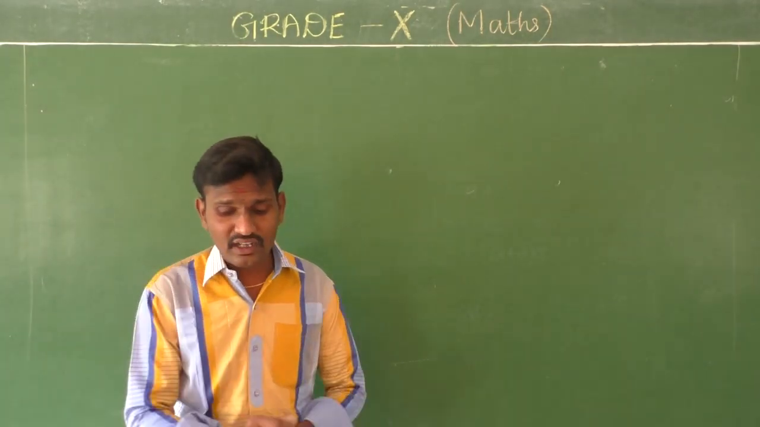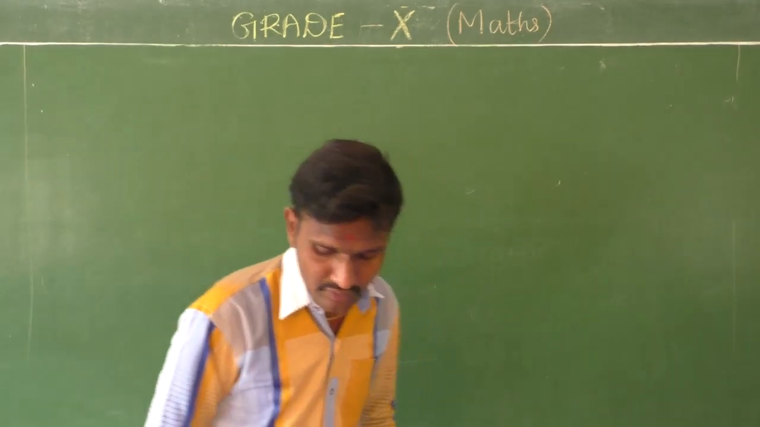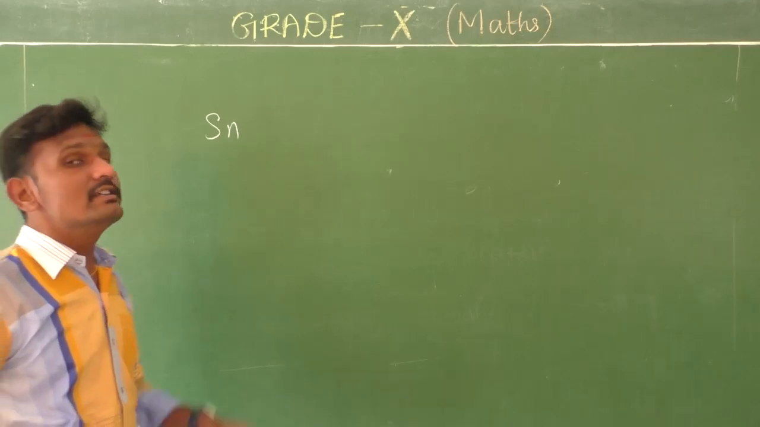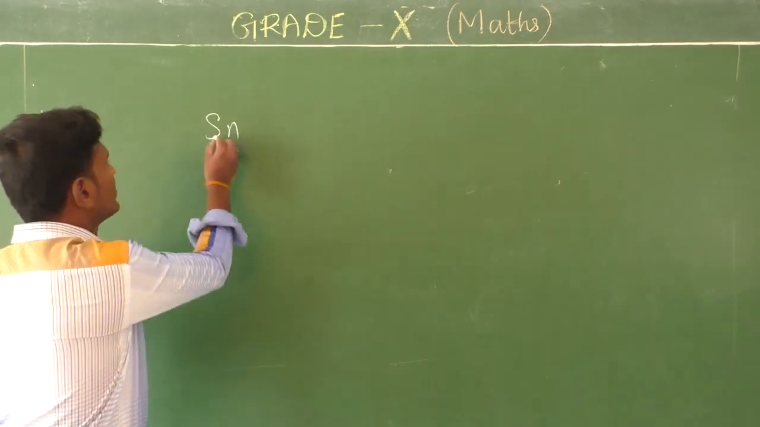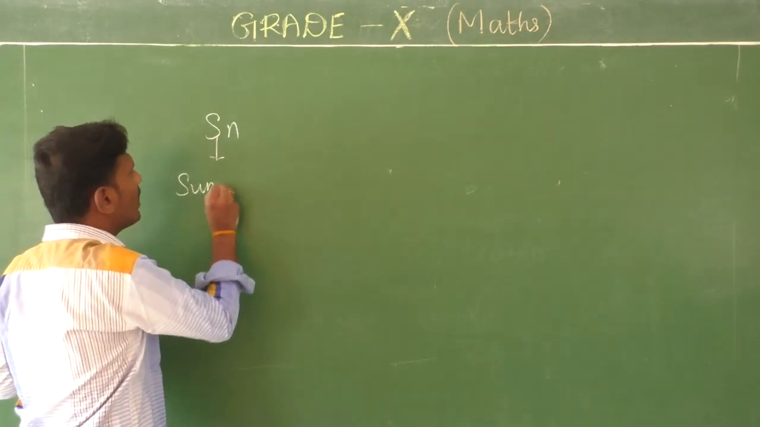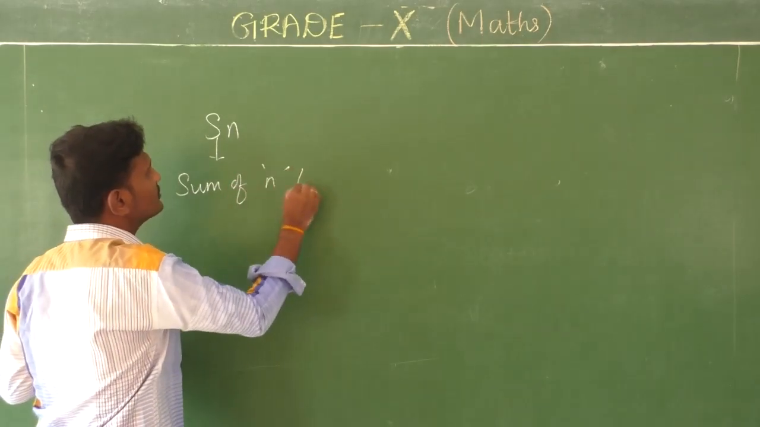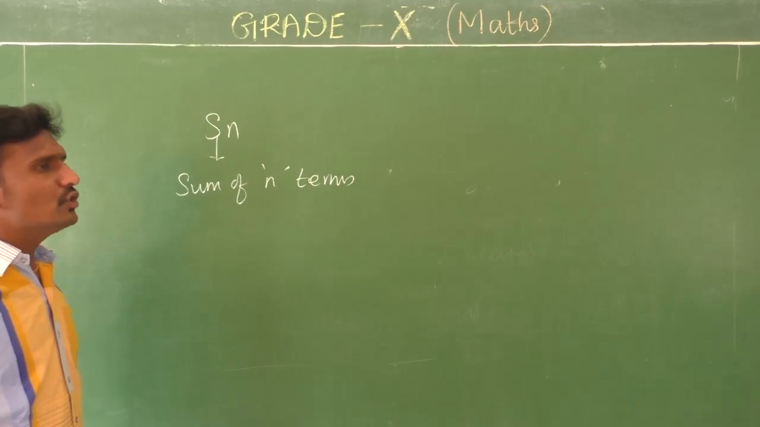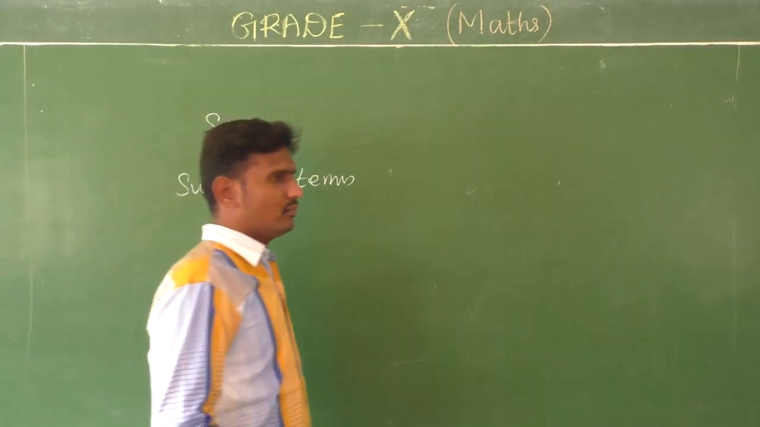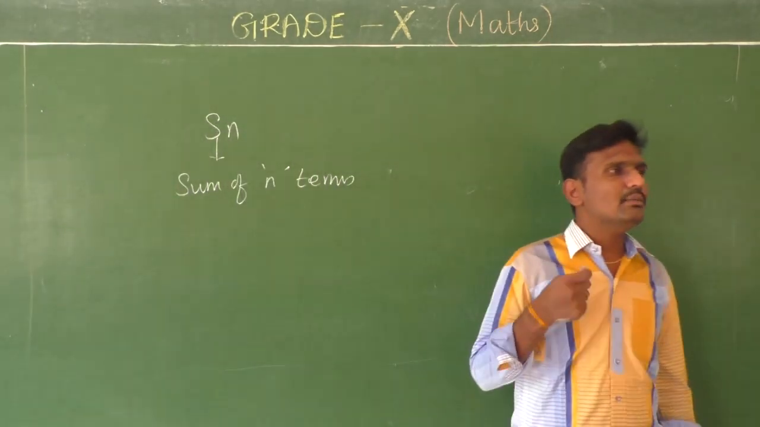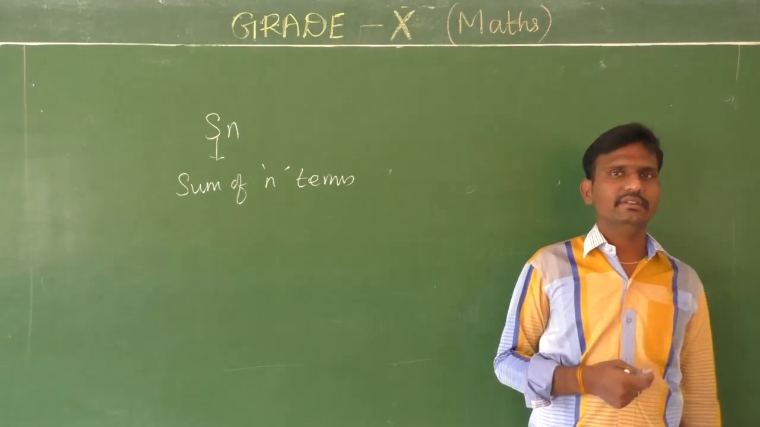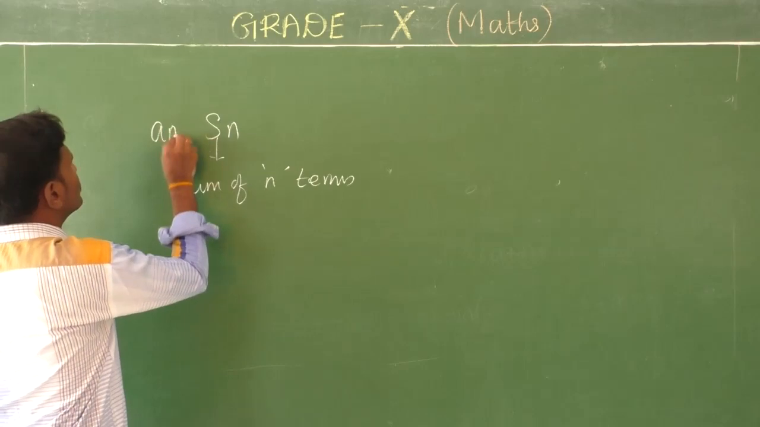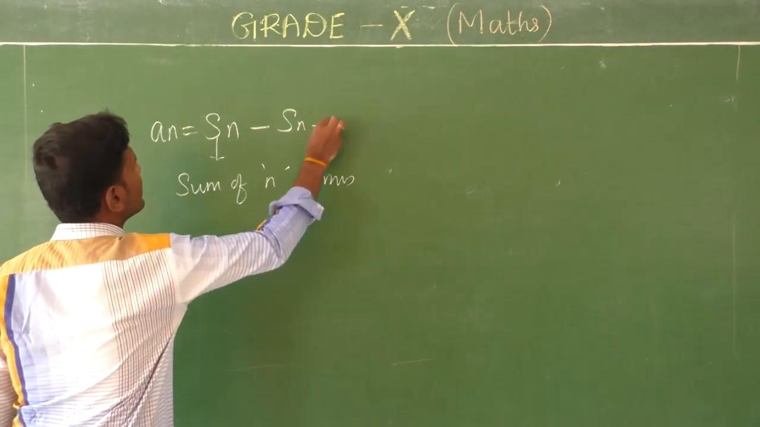And one more concept we are going to see now. See, Sn, what is that? What is the expansion? Sum of n terms of a sequence or series. Sum of n terms. So for that Sn, I am going to take the an, the nth term. So how will we find it? See, an is equal to Sn minus Sn minus 1.